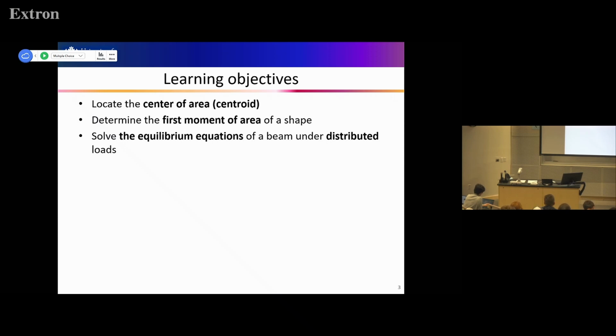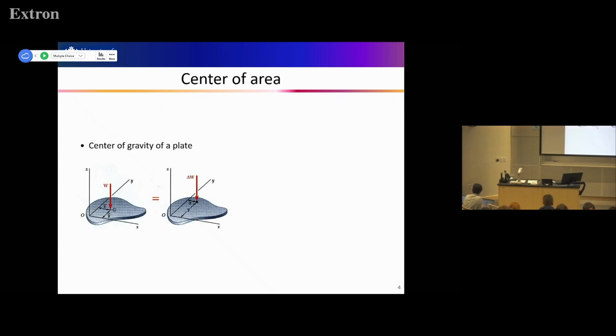So we solved the equilibrium equation last week, right? 2D and 3D, right? And it was very important. But for 2D problem, we didn't think about distributed load, right? And then to solve that, we need to know how to find the centroid and other section property knowledge. Okay, so start with center of area.